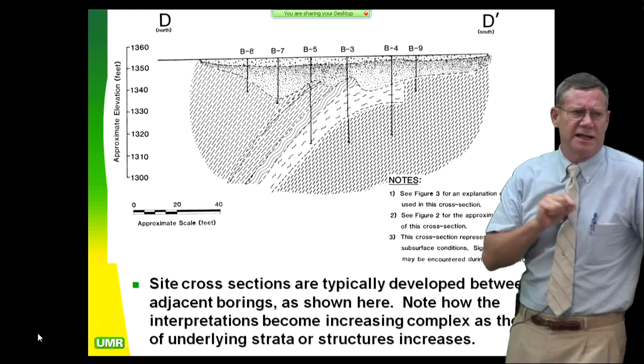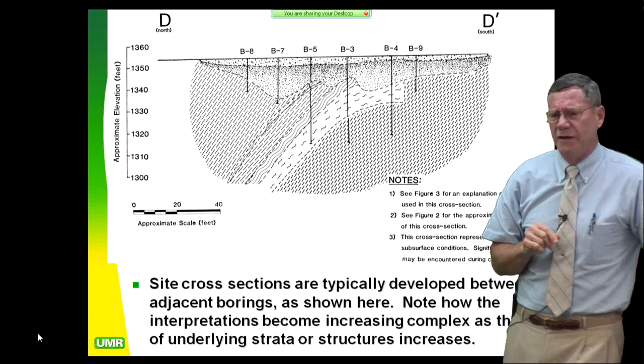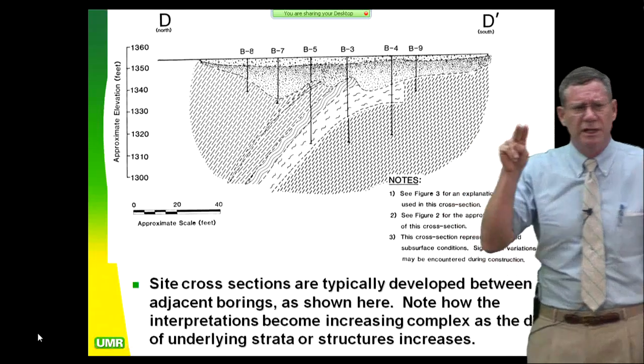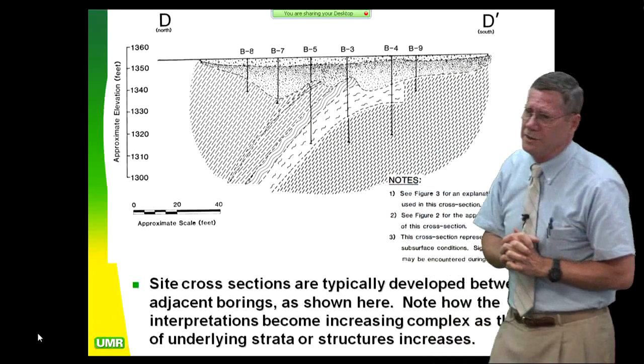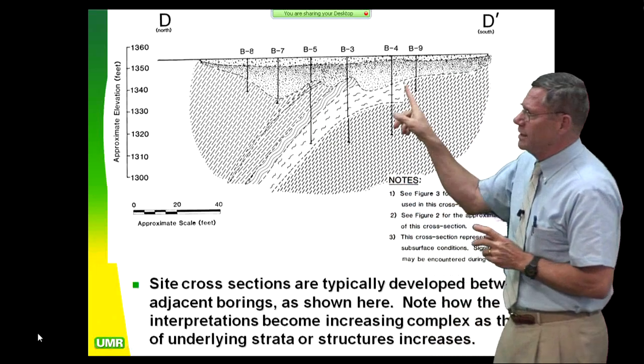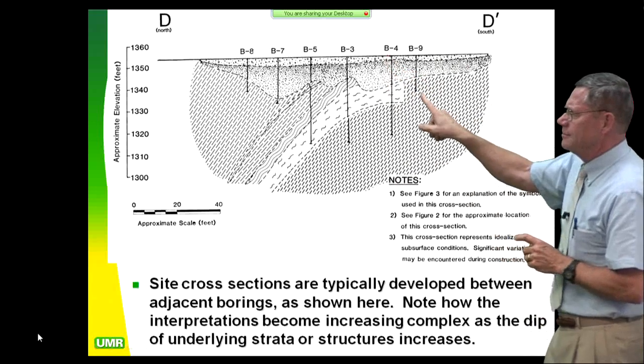I never saw anything that simple ever in my career, like I saw in school. So we have two kinds of cross-sections. Make-believe ones that you see in school, and the real ones that you hate seeing when you get out in the real world. And here's a real world one. What's going on between B4 and B9?